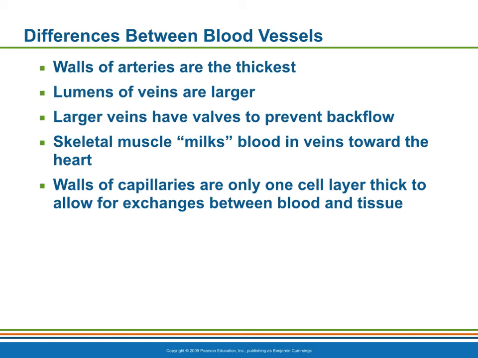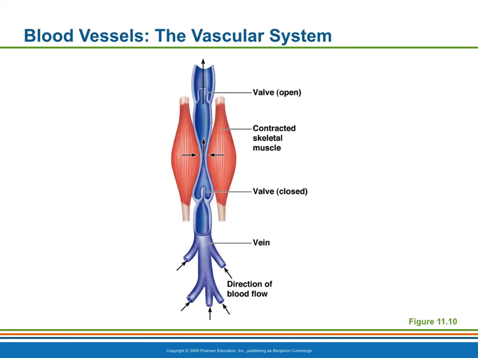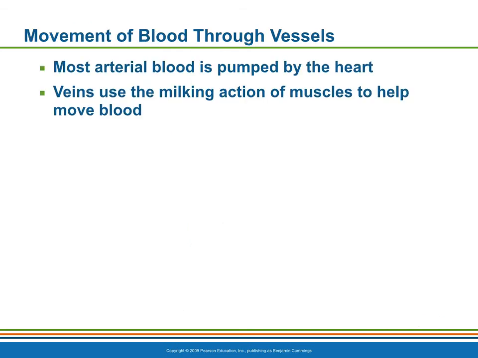Now, skeletal muscle activity also enhances the venous return. So the muscles actually will milk the blood toward the heart as we move our muscles. Now, exchange occurs in the capillaries, so they are only one cell thick. Now here you can see the operation of the muscular pump as well as the valves inside a vein. Now arterial blood uses the heart to move the blood, while veins use this milking action of the muscles as well as the valves to help move their blood.